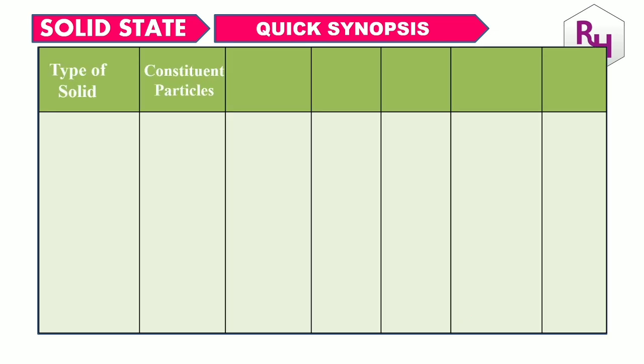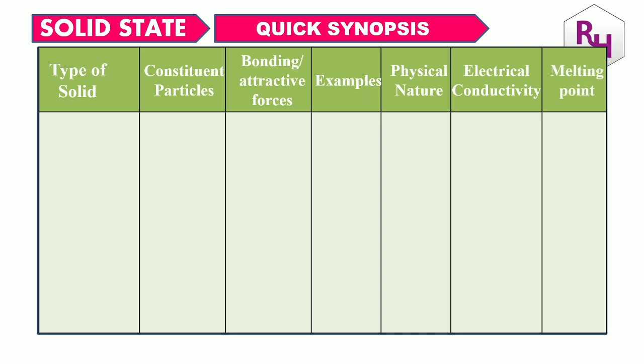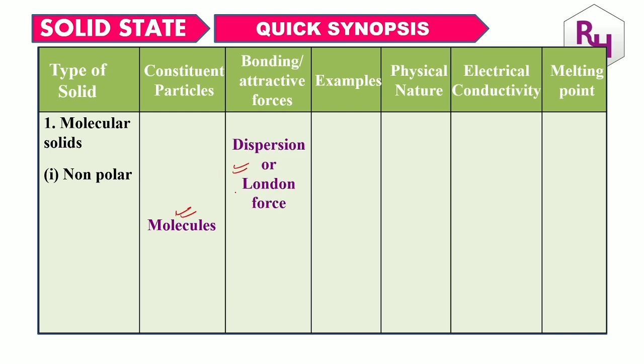Now you will see the type of solid, constituent particles, bonding, that is whatever attractive forces are present, example, physical nature, electrical conductivity and melting point. Let me take the first example, molecular solid. Here non-polar, the constituent particles are molecules, and the bonding present is dispersion force or London force, a very weak force of attraction. Examples you can see: CCl4, H2, I2, CO2, etc. Physical nature: all these are soft and insulators, with a very low melting point.